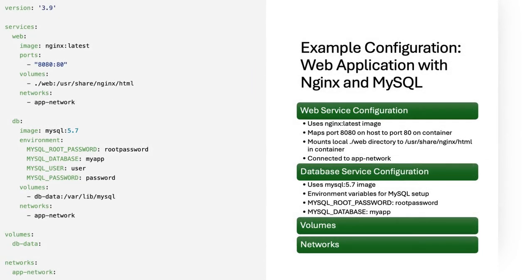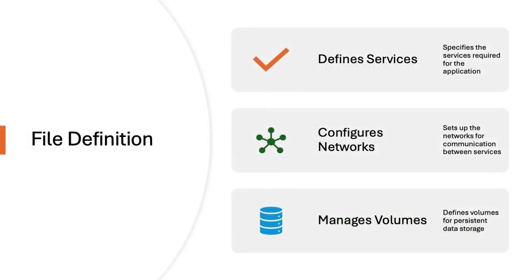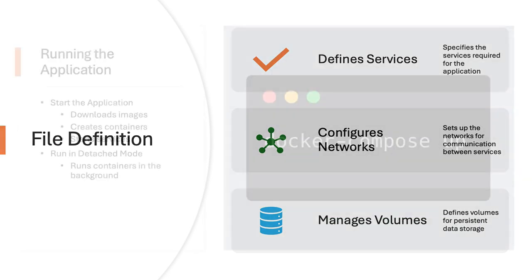The Docker-compose file sets up a web service using Nginx and a database service using MySQL. The web service maps port 8080 to port 80 and then mounts a local directory. The database service uses an environment variable for setup and mounts a volume for data persistence. Both services are connected to the app network. The Docker-compose YAML file is crucial for defining services, configuring networks, and managing volumes in your application.